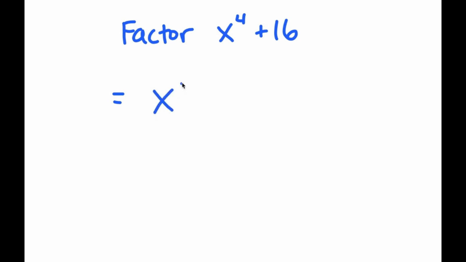Alright, so in this video, I'm going to be factoring the expression x^4 + 16. So, this might look a little complicated because we have a power of 4, but don't let that scare you. This is actually simpler than you might think. So what I'm going to first do is rewrite this as (x^2)^2 + 4^2.